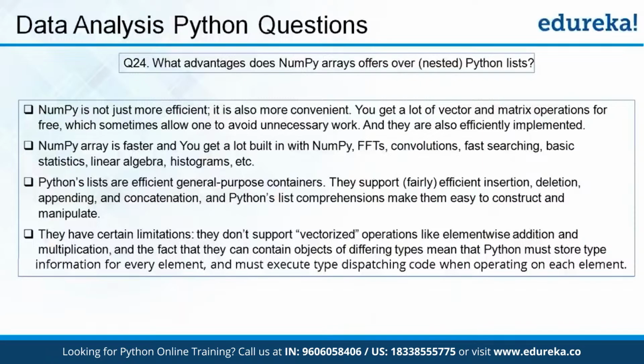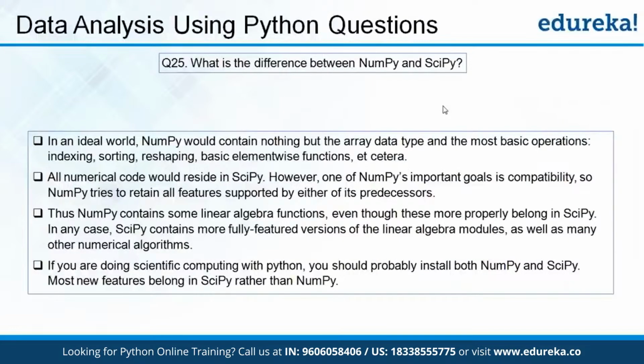So what about the lists? Lists are general purpose containers, effective in regular insertion, deletion, appending, concatenation, etc. And it is dynamic in nature. But it does not support vectorized operations like element-wise addition, multiplication, division. All these particular operations are not supported, which is what the advantage actually is. Does that answer your question, Roma? So Roma, NumPy cannot store different data types in a single array. It is homogeneous when it comes to a single array. But you can have arrays of booleans, arrays of strings, arrays of integers, floats, etc. separately. Within a single array, it has to be homogeneous.